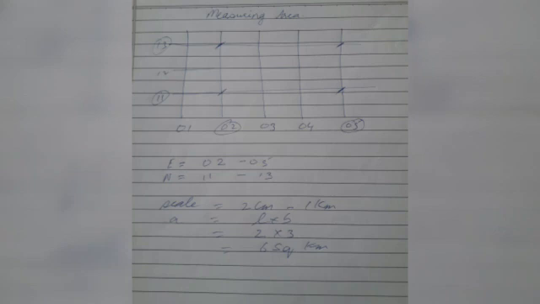Now our scale says that 2 centimeters is equal to 1 kilometer. Area is length into breadth. So what is the length over here? 2. And what is the breadth over here? 3. So area is equal to 6 square kilometers. Let us go through one more example from the grid sheet itself.